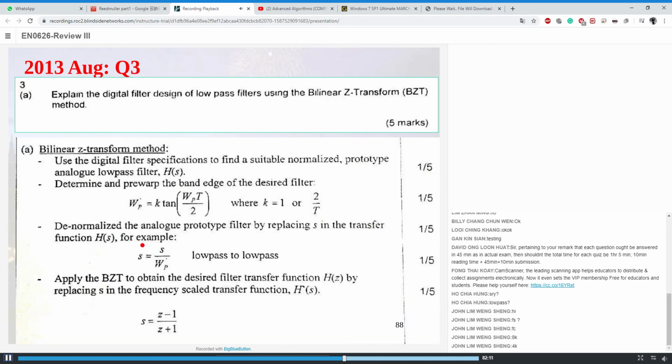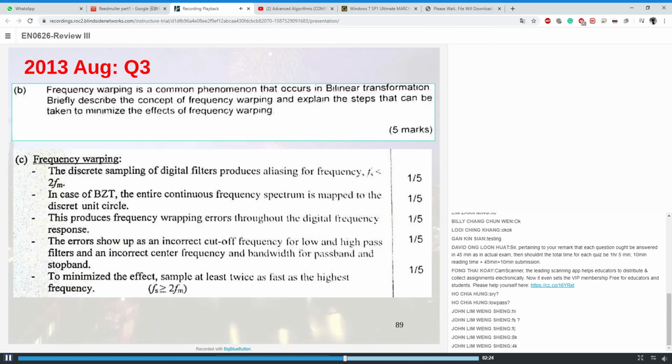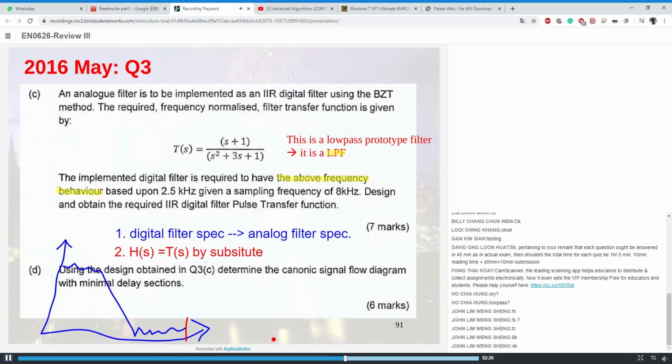Low pass, S over omega C. So your omega C will be your calculation from the tangent. In such a way you can substitute S over omega C, S over omega C, S over omega C accordingly into here. Then you get your analog transfer function. Once you have this analog transfer function, you can go to step number 3.